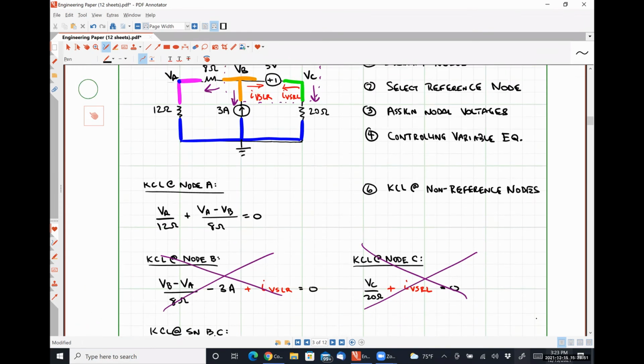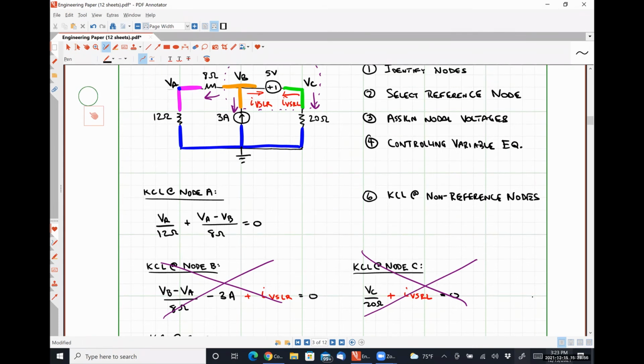So the current flowing to the left through my 8 ohm resistor is going to be what, Michael? The current flowing to the left through the 8 ohm resistor. Kai, help him out.